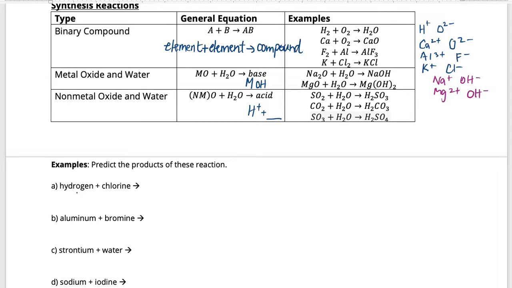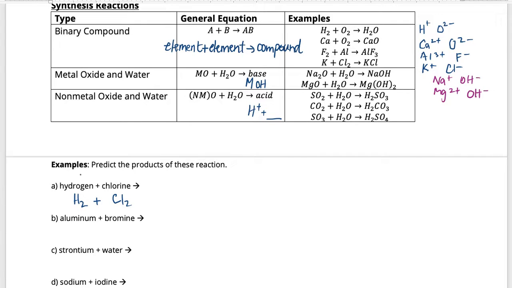So here we go, hydrogen. I'm just converting everything to a formula. I know hydrogen's a diatomic, chlorine's a diatomic. Right away I'm seeing an element, so I know it's a synthesis reaction. It's not going to be a double displacement or single displacement. You've got element and element. Remember, this is the compound. Looking at the table here, it's a binary compound that's going to form. So we're going to put hydrogen and chlorine together.